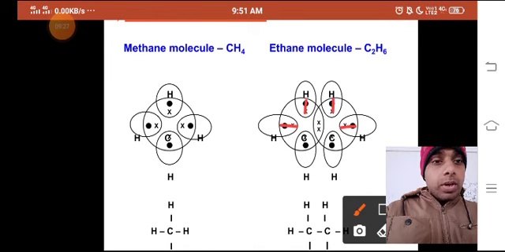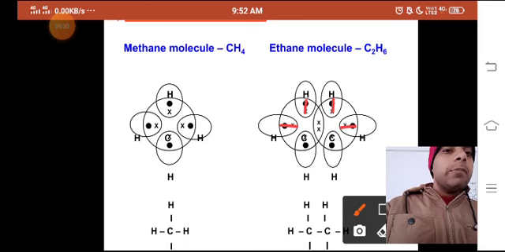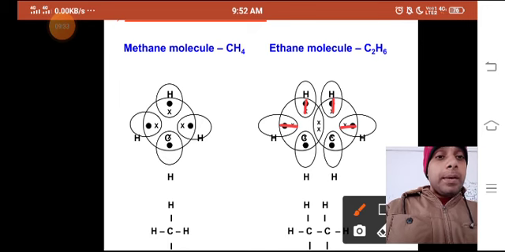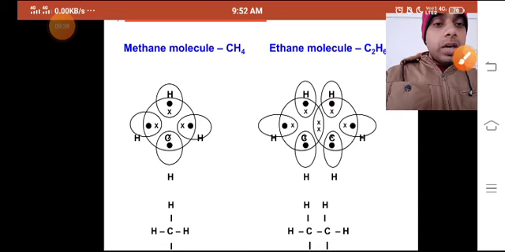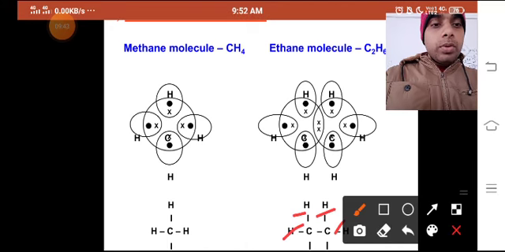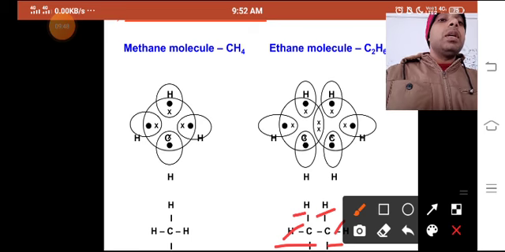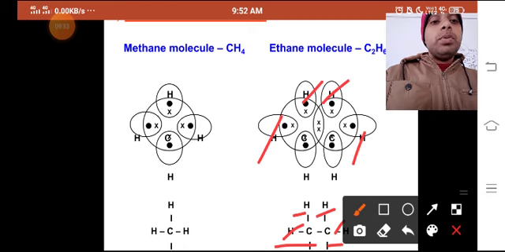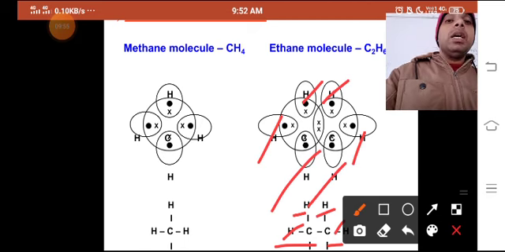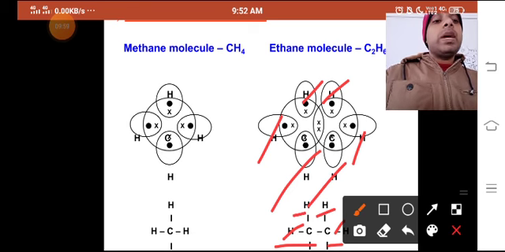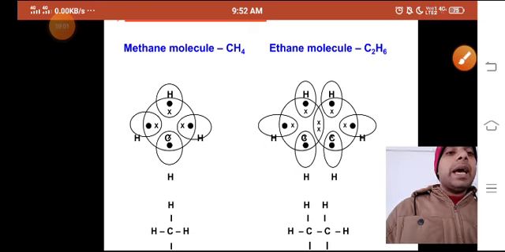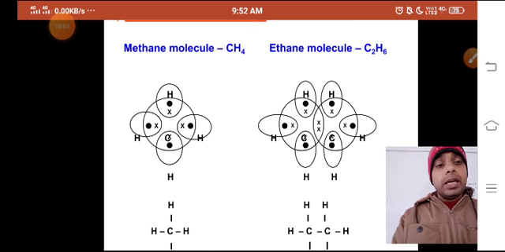So 1 single bond here, and so a total of 4 single bonds would be there in this part. How many single bonds are there in the whole structure? You can see 1, 2, 3, 4, 5, 6. So a total of 6 single bonds would be there. So that is the C2H6 structure, and the C3H8 structure you can make at home.